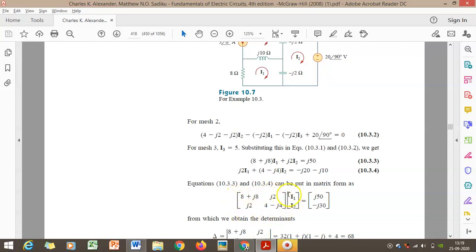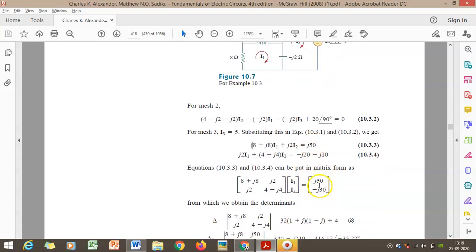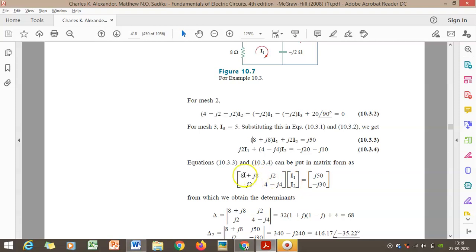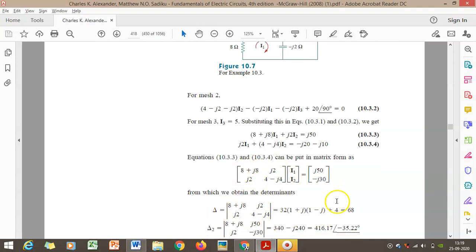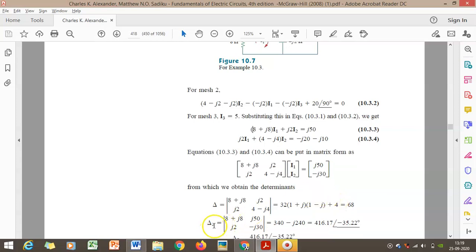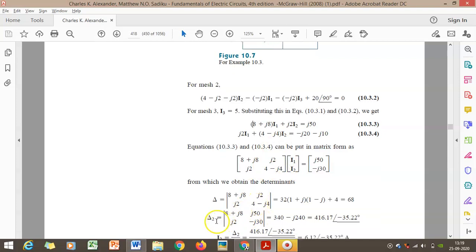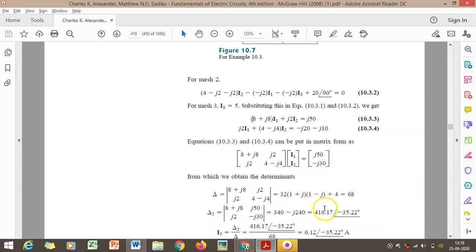They are forming a matrix into I1, I2 equal to the right side term. Finding the determinant of the left matrix, the determinant del is equal to 68 here. And then they are finding del 2. Del 2 means replacing the second column with the right side terms. So replace these two terms here, and we get this del 2. Finding the determinant for this matrix, we'll get 416.17∠−35.22°.